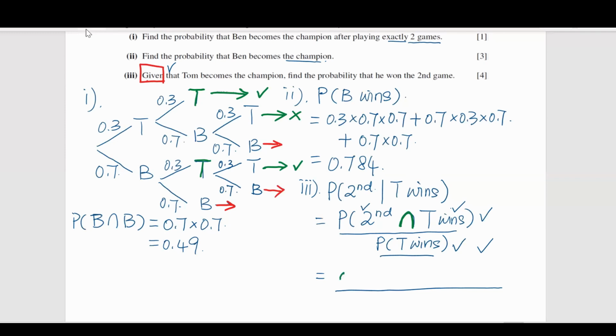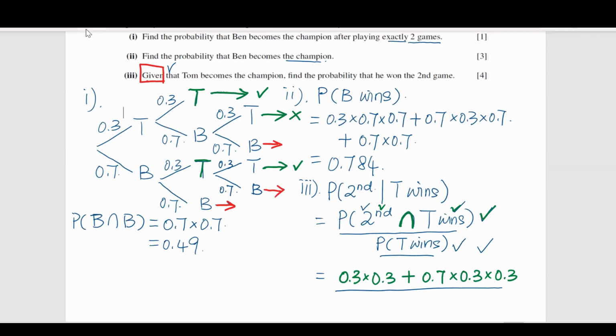So Tom wins the first game and Tom wins the second game, so Tom becomes the champion, and at the same time Tom wins the second game. Or, the first game is won by Ben, 0.7, and the second game is won by Tom. That is the first event. At the same time, the third game is won by Tom, and Tom becomes the champion. So these are the outcomes that give us the probability for the intersection that we have found.